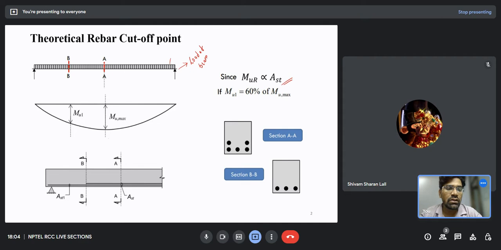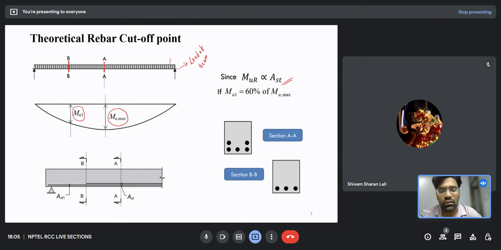So wait for it. For the time being, just remember this: if Mu max is the maximum bending moment at the center of this beam, and Mu1 is a moment at a certain distance from the midspan of this beam, let's assume that Mu1 is 60% of Mu max, that is, Mu1 is 40% less than Mu max. Is there any need to give the extra 40% bars at the position Mu1? No, it is not necessary.